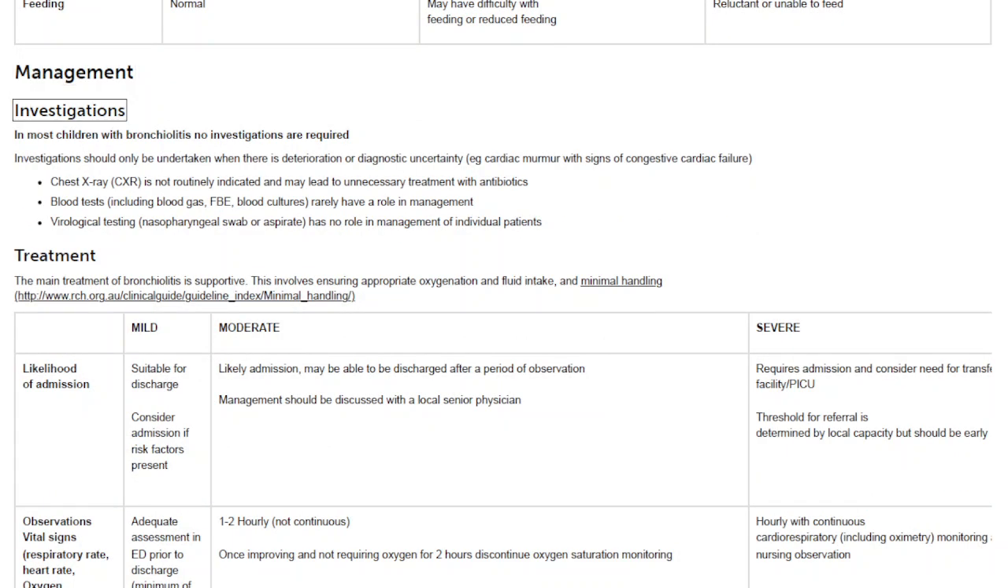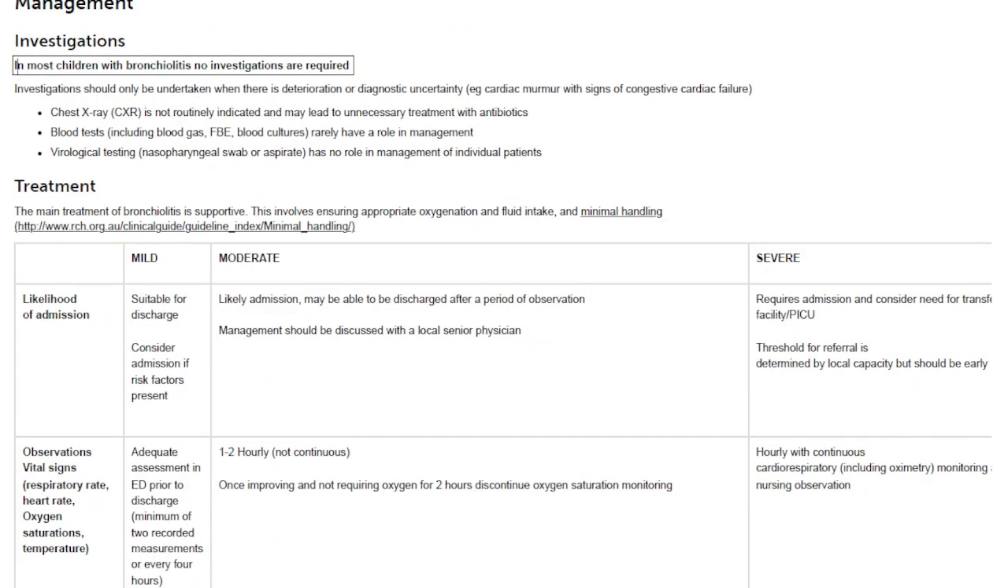Management. Investigations. In most children with bronchiolitis no investigations are required. Investigations should only be undertaken when there is deterioration or diagnostic uncertainty, e.g. cardiac murmur with signs of congestive cardiac failure.